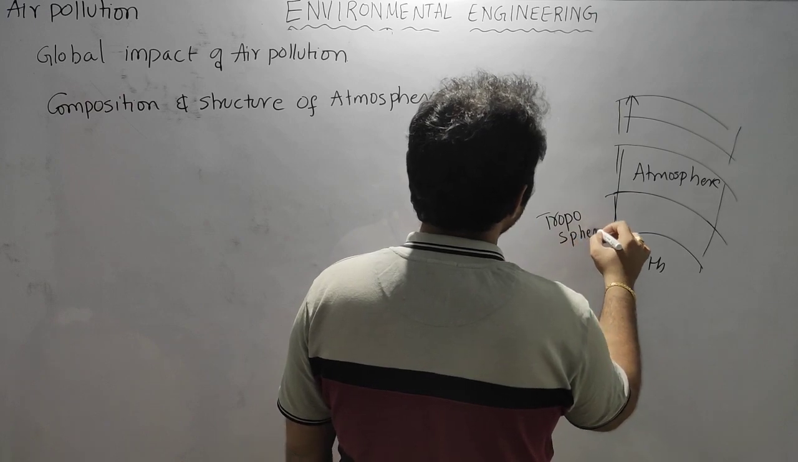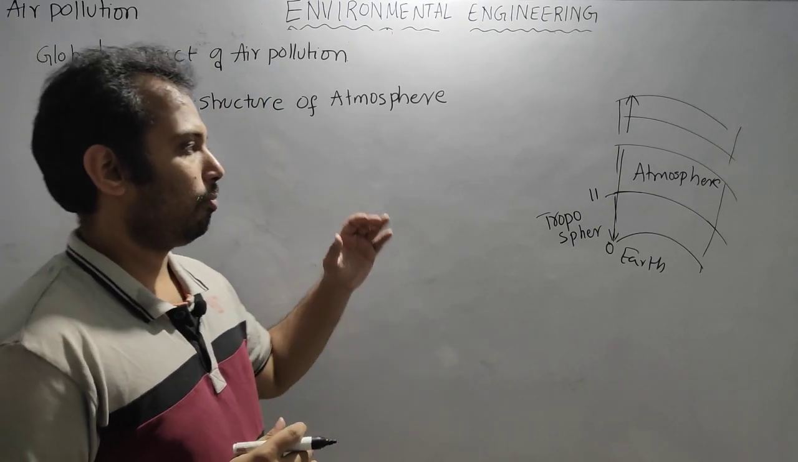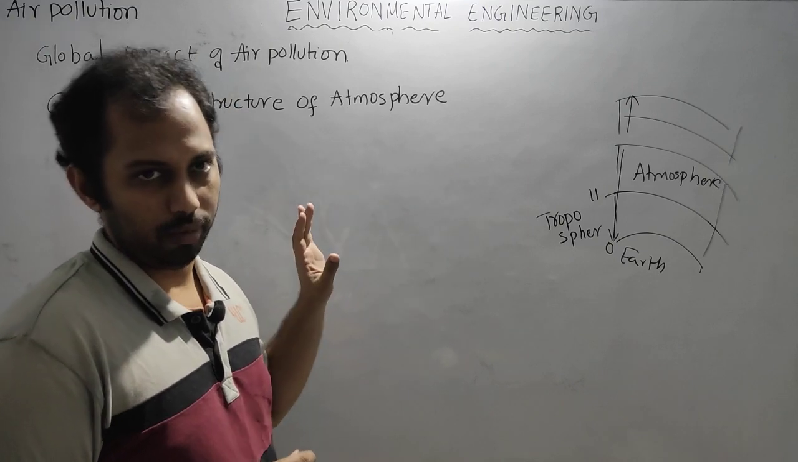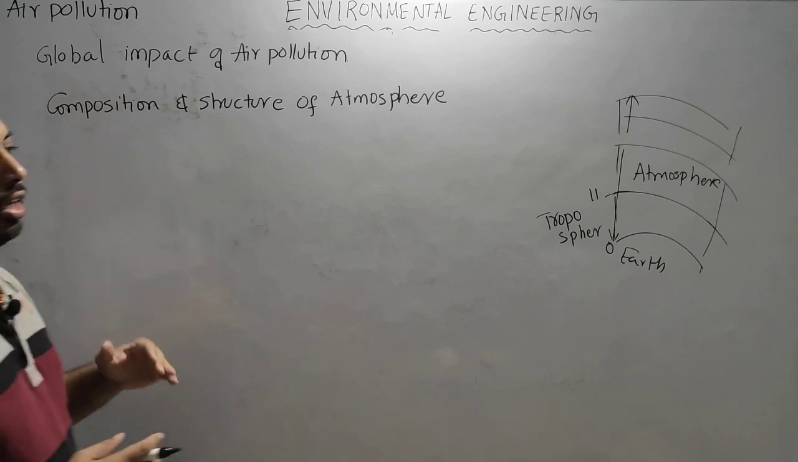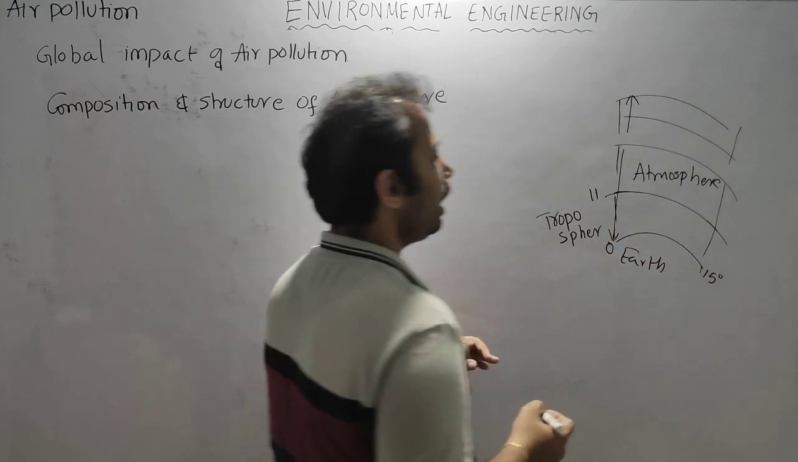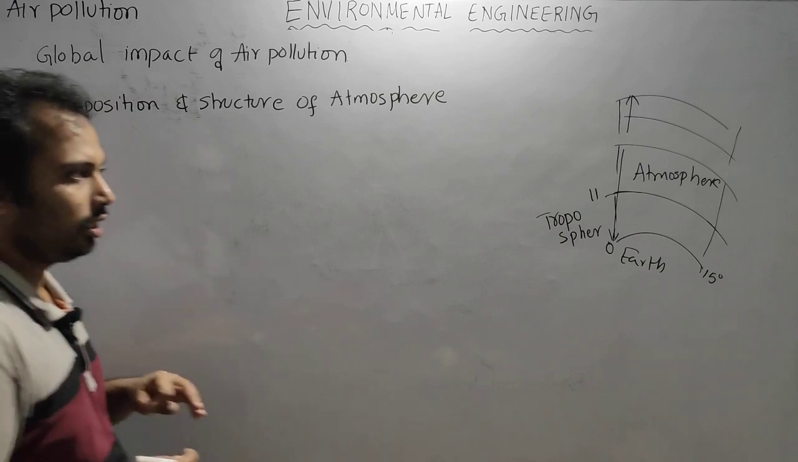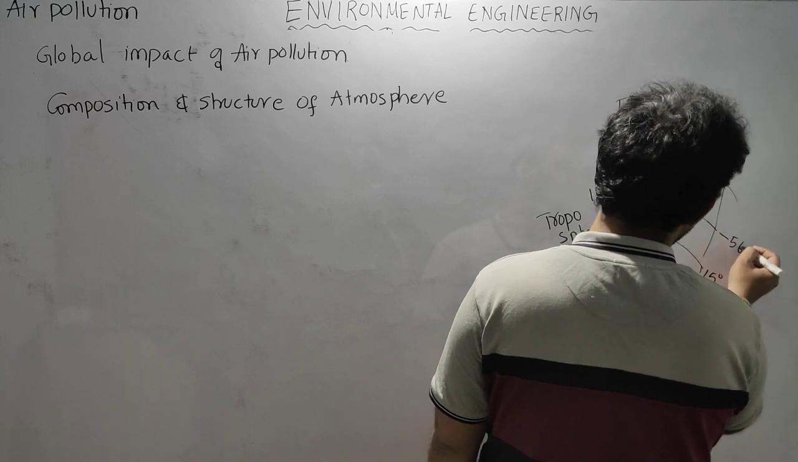Troposphere. It ranges from 0 to 11 kilometers, in which our flights travel. We get oxygen and everything in this troposphere only, so our life depends on it. The temperature at the surface is approximately 15 degrees, and at the boundary it ranges to minus 56 degrees centigrade. Very cold.